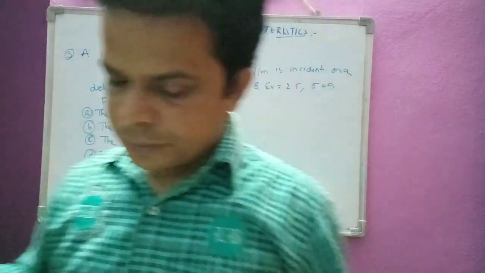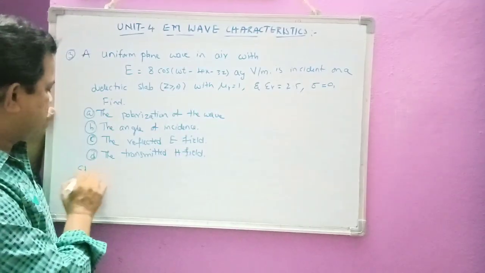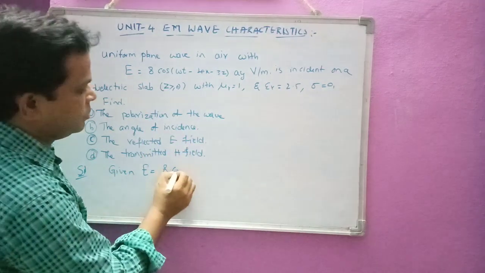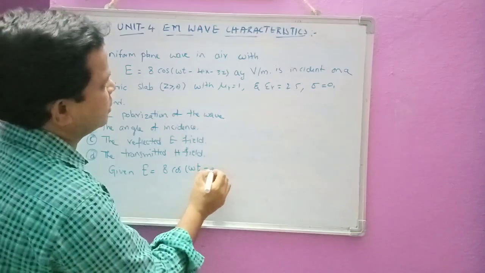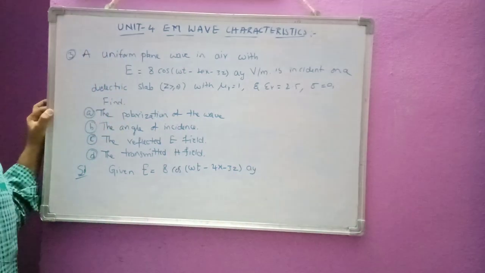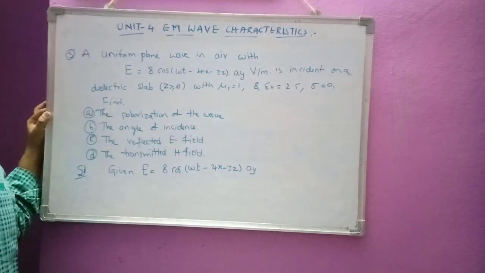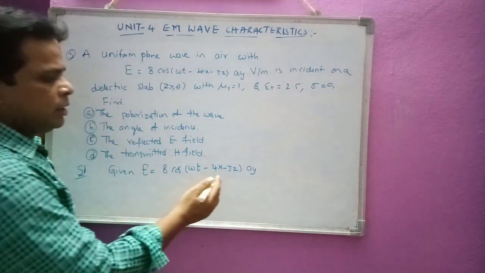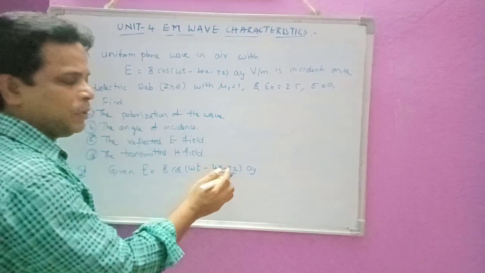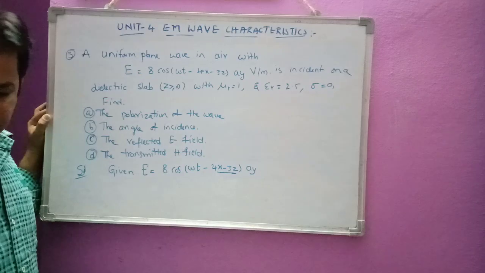Now let us try to understand here. Let us write the given data first. Let me write the solution here. Given E as 8 cos(omega t minus 4x minus 3z) ay. Now here we have to understand that xz means the plane of incidence is xz plane. In the question itself it is clear. Suppose if it is xy, it means xy plane, if it is yz, it means yz plane, like that we have to understand. Okay, it is clear.